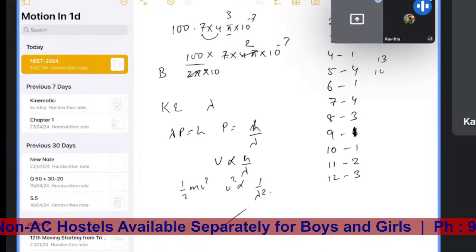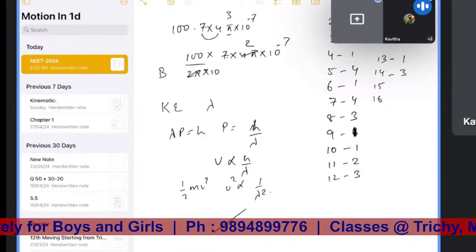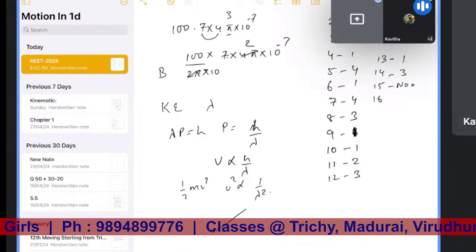From 13, 14, 15, 16: the 13th option is 1. The 14th option is 3. For 15, I am not able to get any answer.